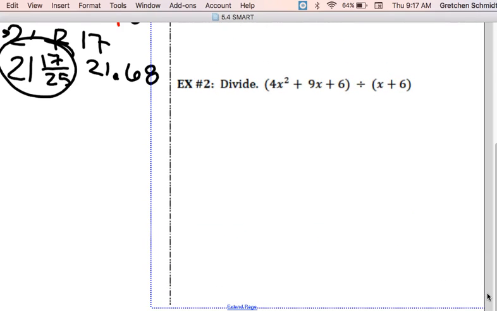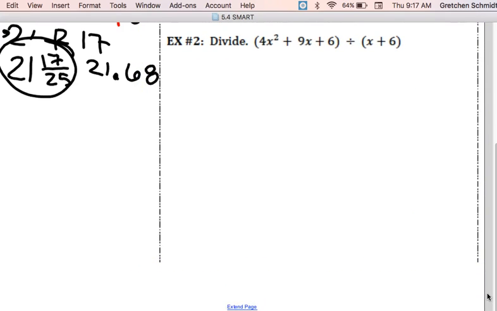Okay. Copy that down. x squared plus 9x plus 6, and we're going to divide it by x plus 6. Division is an operation. You know how to add binomials, subtract binomials. You know how to multiply with FOILing. So it makes sense that you can divide because you have learned how to add, subtract, and multiply.